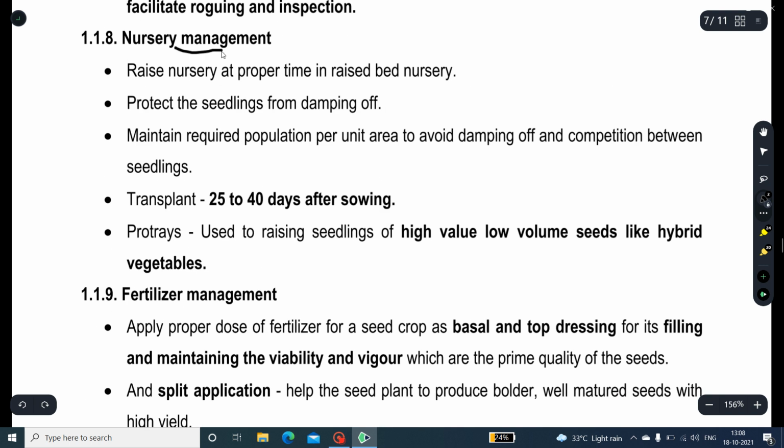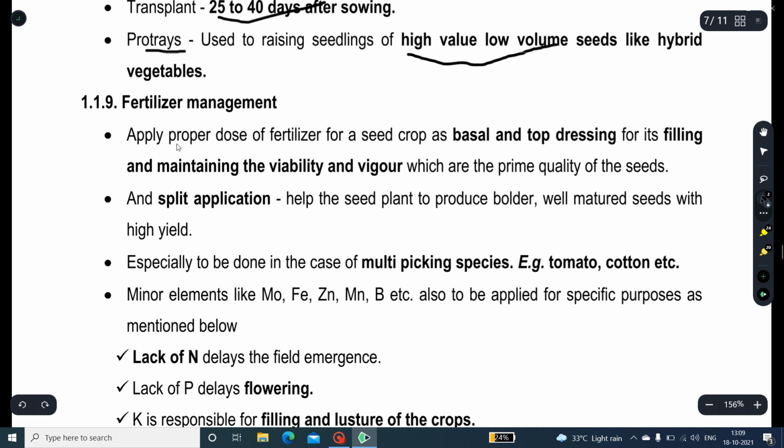Raise the nursery at the appropriate time in a raised bed nursery, and protect the seedlings from damping off. Maintain the required population per unit area to avoid damping off and competition between the seedlings, and transplant the seedlings at 25 to 40 days after sowing, depending upon the species. Nowadays pro trays are used for raising seedlings of high value, low volume seeds like hybrid vegetables. And the next one is fertilizer management.